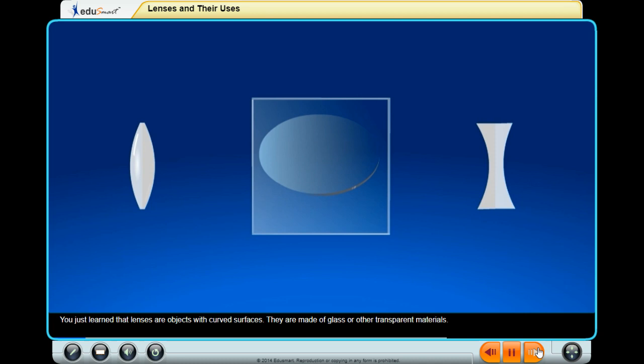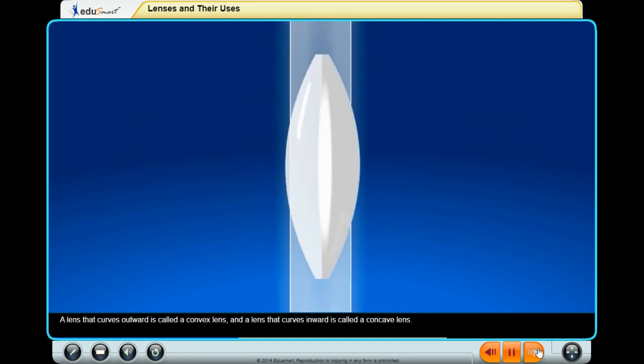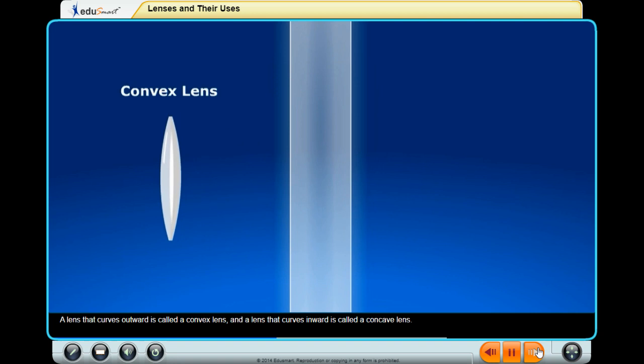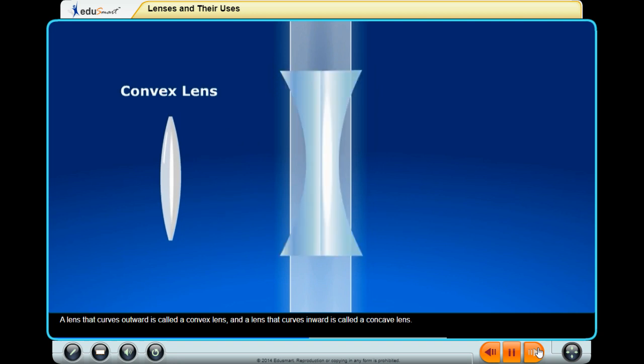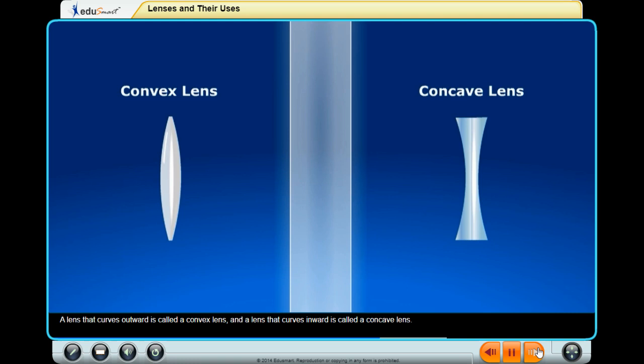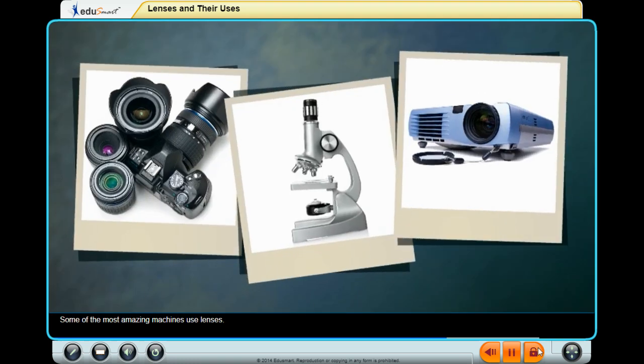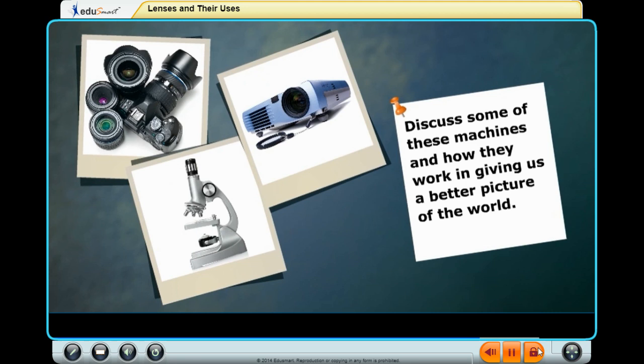You just learned that lenses are objects with curved surfaces. They are made of glass or other transparent materials. A lens that curves outward is called a convex lens, and a lens that curves inward is called a concave lens. Some of the most amazing machines use lenses. Discuss some of these machines and how they work in giving us a better picture of the world.